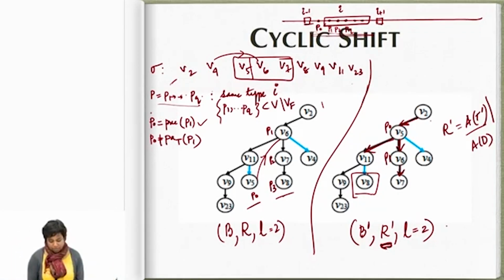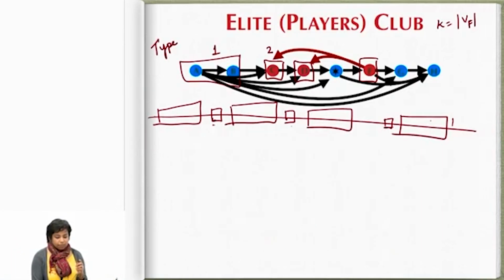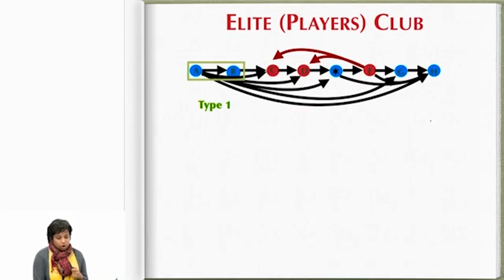I spent a lot of time doing this because I will use these two operations to show that if there exists a solution to a problem, there exists a solution which utilizes these two properties. Now we move on to this notion of elite players. So you understand the notion of types now, obviously.